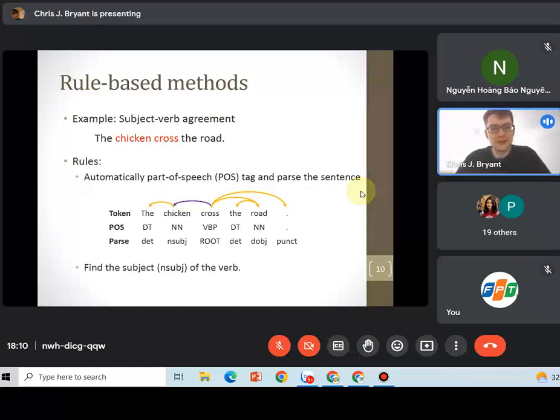So starting with the simplest, rule-based methods. I thought it's easiest to explain this in terms of an example, and subject-verb agreement should be relatively straightforward. So if we have a sentence, the chicken crossed the road, a rule-based system might correct it as follows. First, we can automatically part-of-speech tag and parse the sentence. That effectively adds these labels here, and the arrows show the relationship between the words. Once we have that information, we can find the nsubj, which is the noun subject of the verb. So we pull out chicken and cross, which I've highlighted with this purple arrow here.